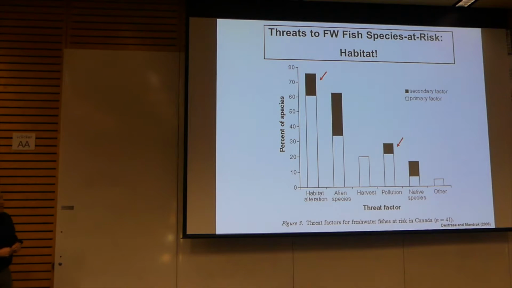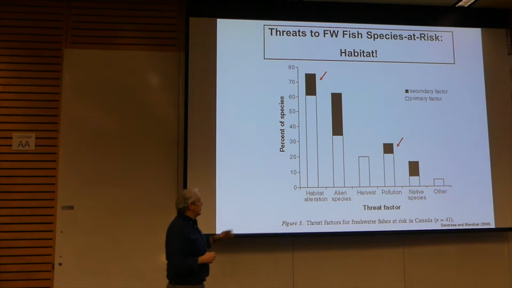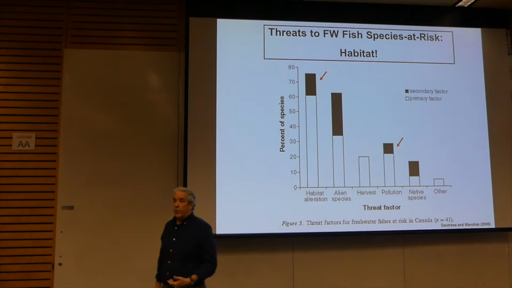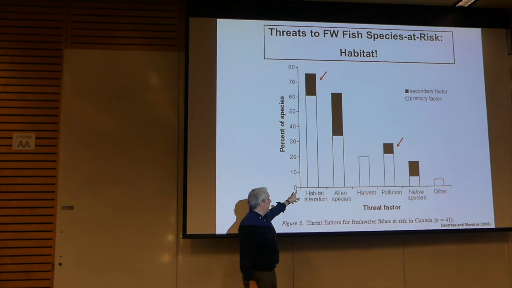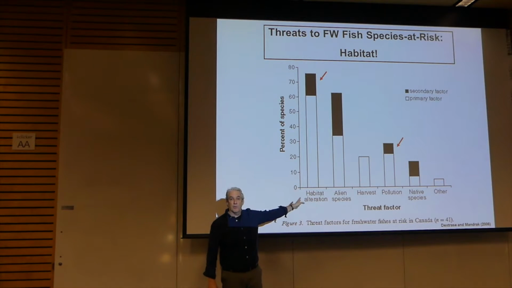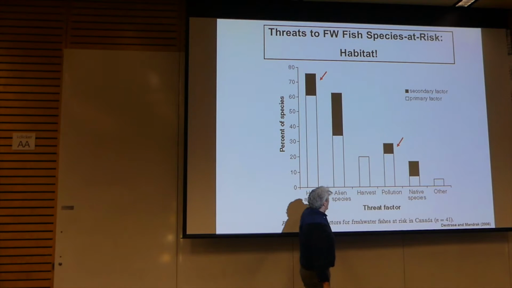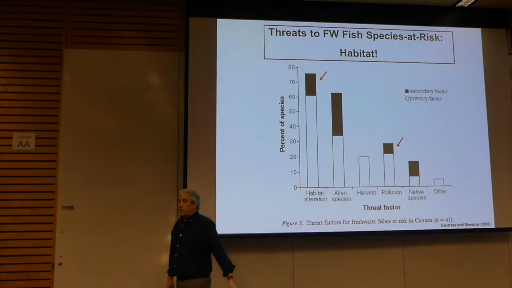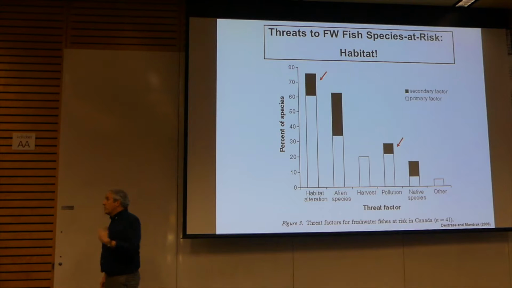This again is data from 2006, but it shows, for COSEWIC assessments, the threat factor that is most important for at-risk status for freshwater fishes. Number one, either the primary factor or the secondary factor, is habitat alteration, destruction, or loss. And if you add pollution into that, which I would, it's obviously even much higher. And alien species typically tend to be the second most important factor implicated in the threat status of freshwater fishes.